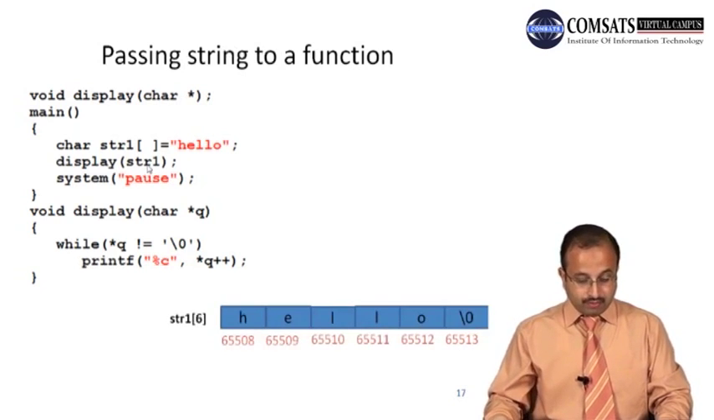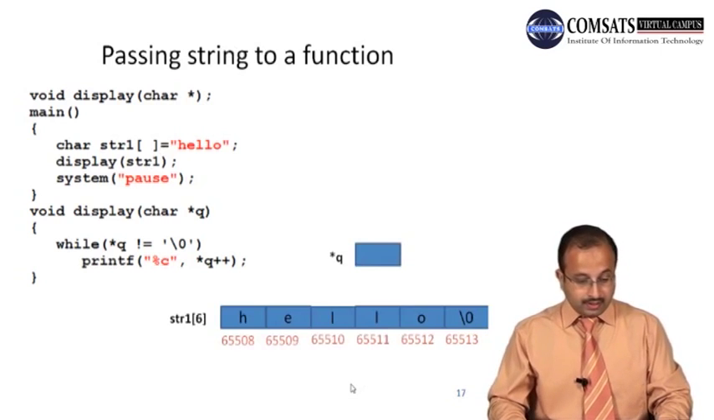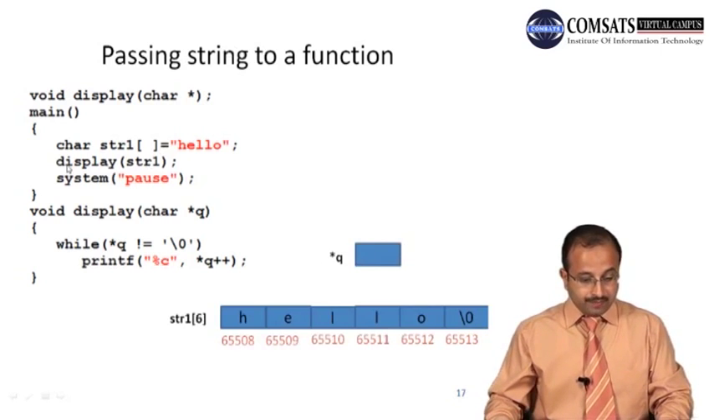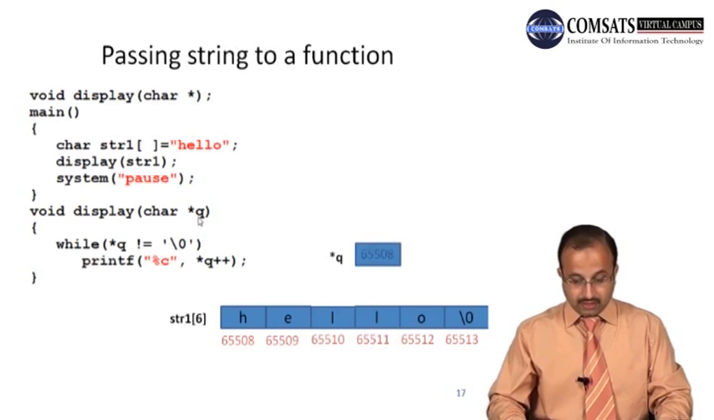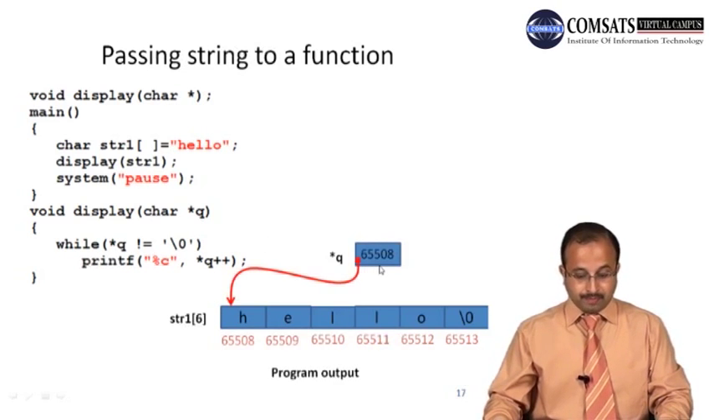So this is the memory allocated for str1, and when you call this function display, this str1 is 65508. That is the same as &str1[0], right? The address of the 0th index element. And when you pass it to the display function, in the display function we have a pointer q. So the value 65508 will be assigned to q, and that points to this memory location.